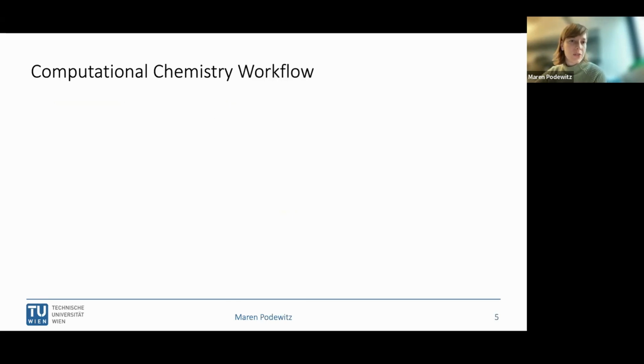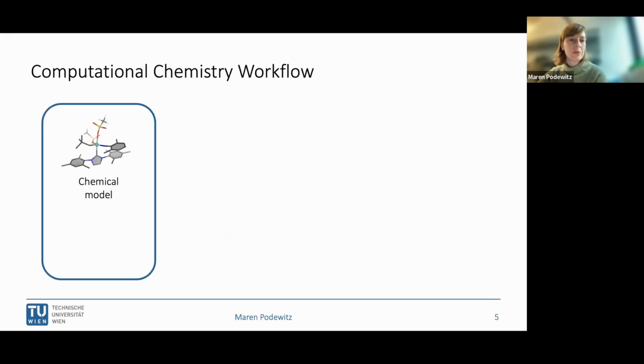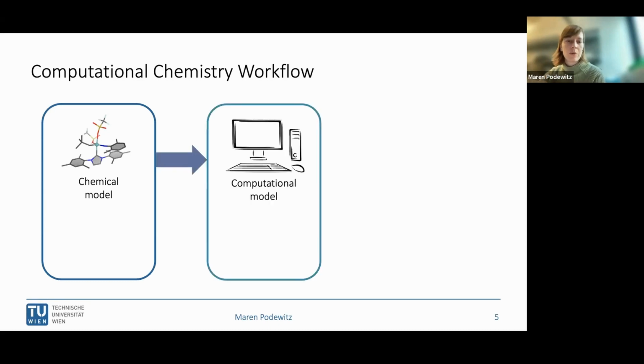And how does a computational workflow typically look? Typically we start out by picking a chemical model. Nowadays this is at least the full-fledged catalyst, at least the molecular catalyst that we want to study, or the molecule that we want to study. We then pick a method, so we pick a computational model. This could be an electronic structure method, or if you want to perform dynamics, we pick a force field and so on, and calculate our properties.